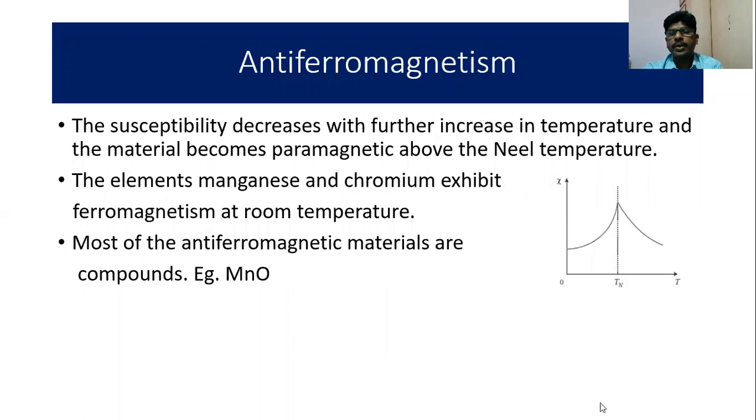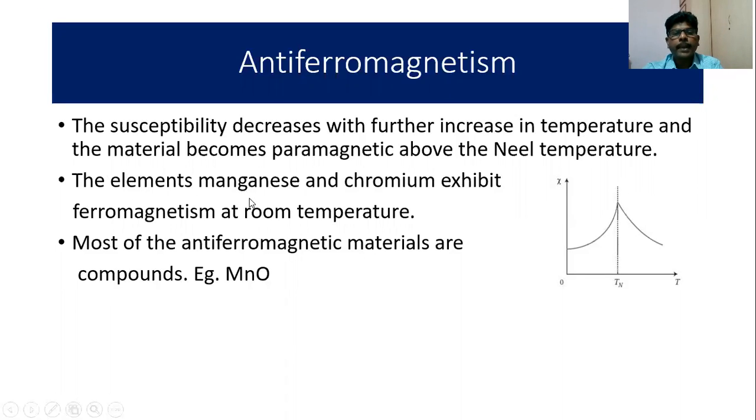This graph shows susceptibility versus temperature. We can see that as temperature increases, susceptibility also increases, reaches a maximum and then decreases. This point where the susceptibility is maximum is known as the Néel temperature. The susceptibility decreases with further increase in temperature and the material becomes paramagnetic above the Néel temperature. So above here it is paramagnetic in nature.